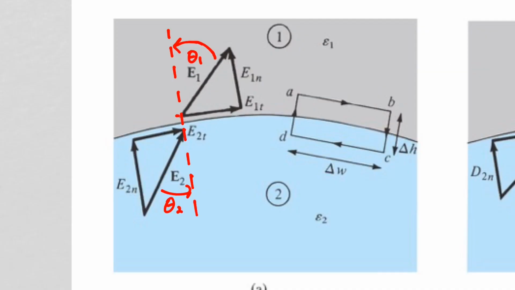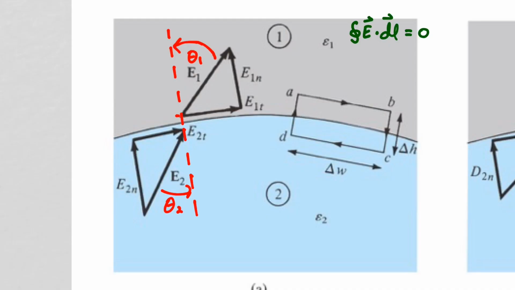We can represent our electric field intensities as the sum of two components. One component that's tangential to the interface, and the other component, the one that is normal to the interface. Sub T for tangential, sub N for normal. By applying the two Maxwell's equations we have developed so far, we'll be able to get relationships for the tangential and normal components of the fields on the two sides of the boundary.